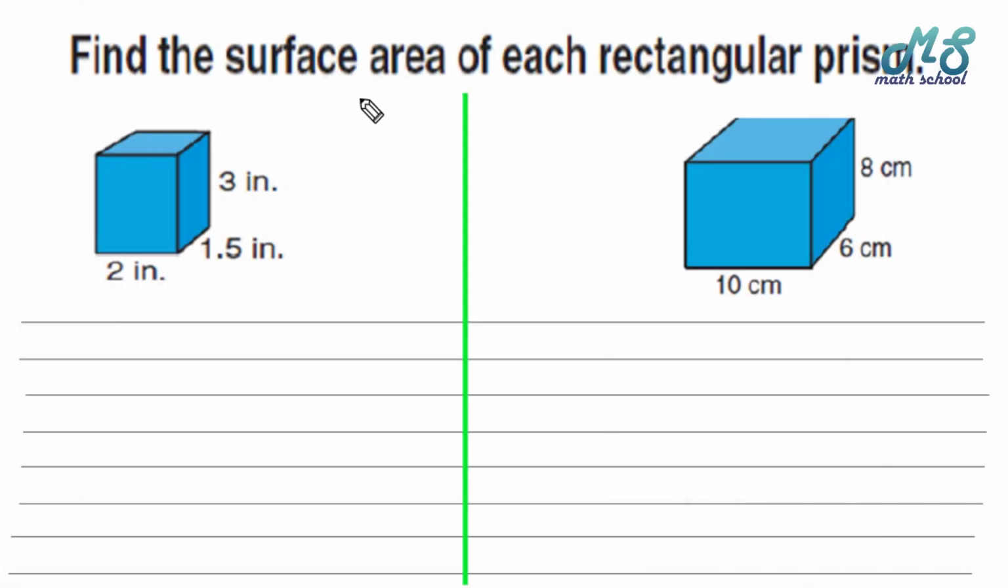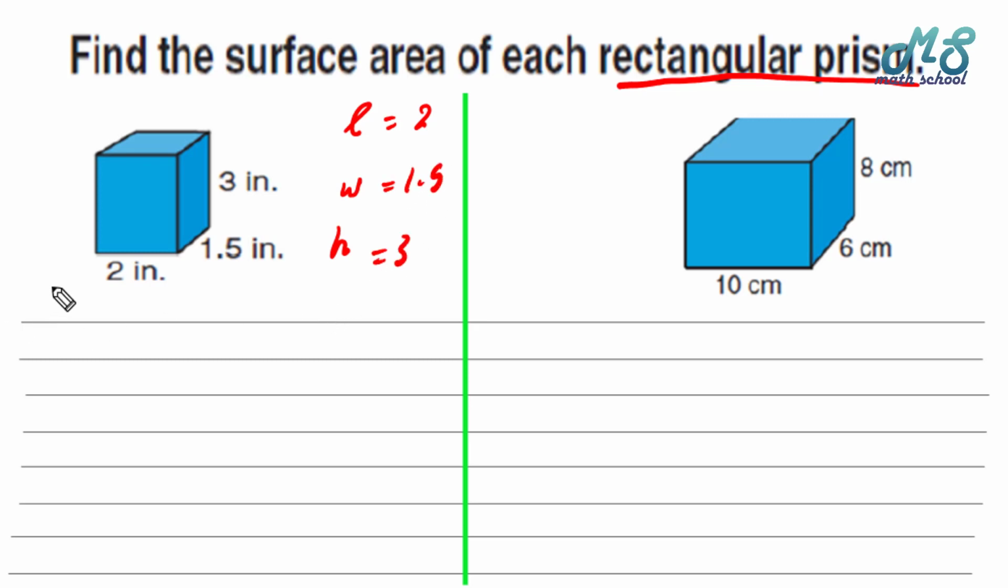Next, find the surface area of each rectangular prism. For a rectangular prism, we have length, width, and height. So pay attention. Ask yourself, length equals what? Width equals what? Height equals what? Length equals 2 inches. Width equals 1.5 and the height is equal to 3.